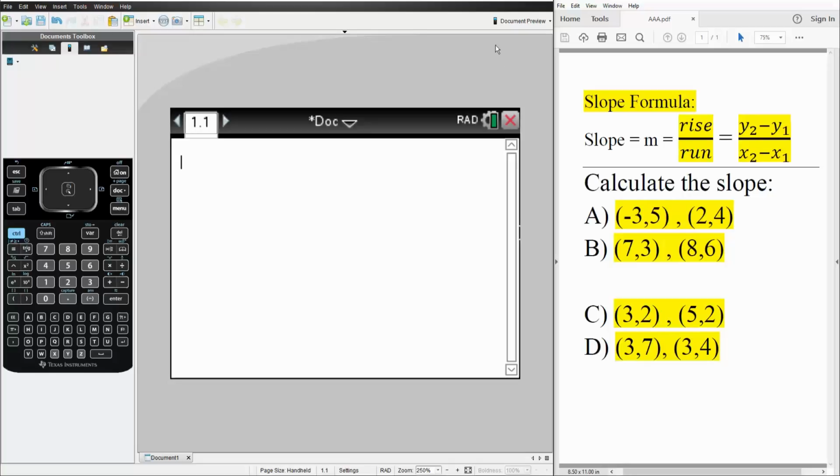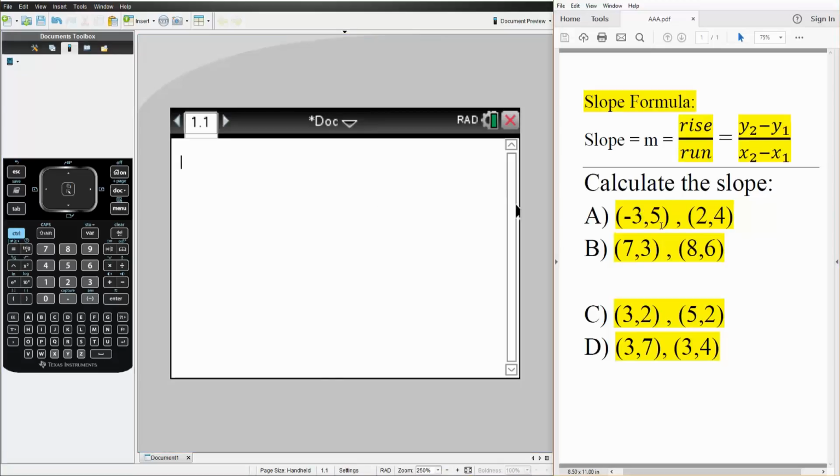In this video, we will calculate slope using the TI-nSpire. So we want to calculate the slope for these four problems. And we know that slope is equal to m, and m is equal to rise over run. Rise is y2 minus y1, so y2 minus y1 divided by x2 minus x1. And so we're simply plugging in these values for our slope equation.